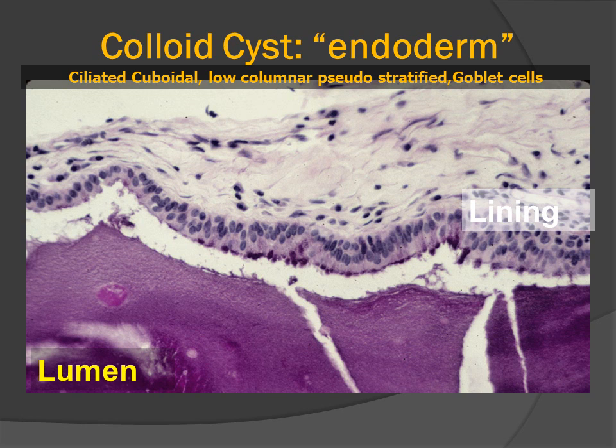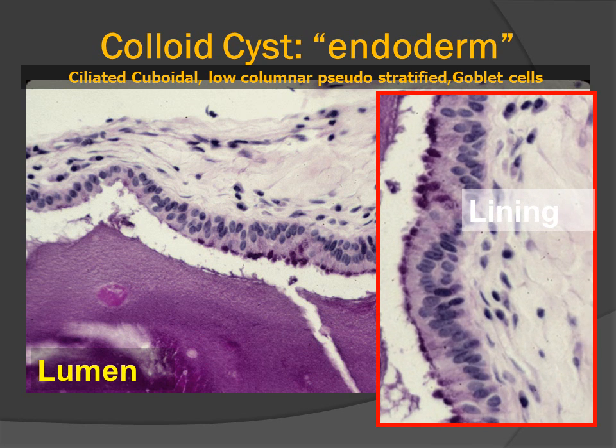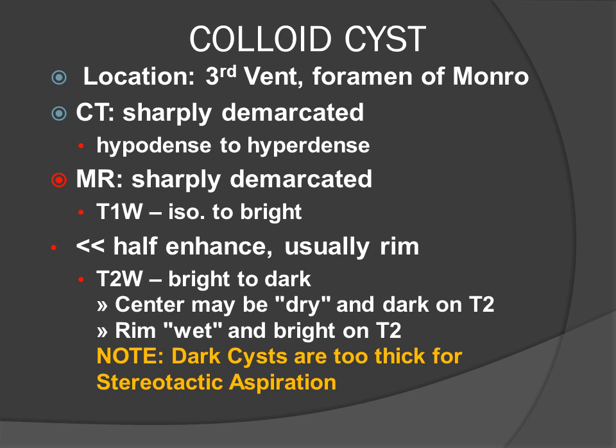The lining of a colloid cyst is typically ciliated, cuboidal to low columnar, oftentimes pseudostratified. The cells have blepharoplasts and cilia, and they may also show goblet cells. The lumen will contain a mucous material which can be high in protein and relatively inspissated and dry, as illustrated here. So the colloid cyst is a lesion located at the third ventricle near the foramen of Monro.